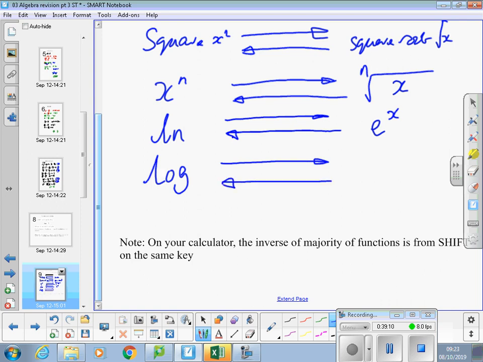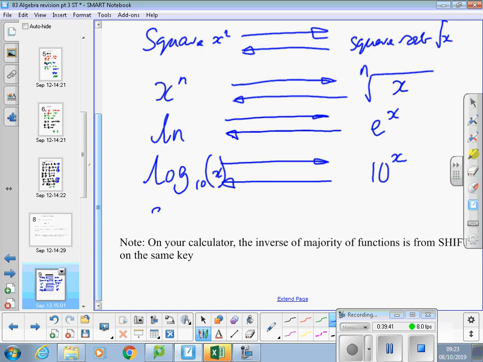But for log, we don't put the e, it's the base 10. If you look at your calculator, look at the log button, the shift function will be 10 to the x. Look at the ln button, shift function will be e to the x. Yeah, for most of them.